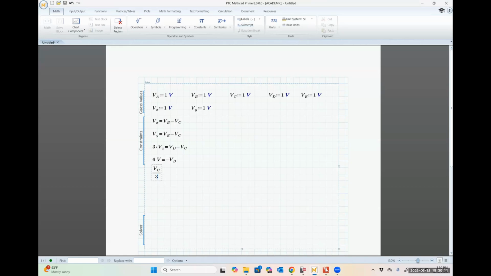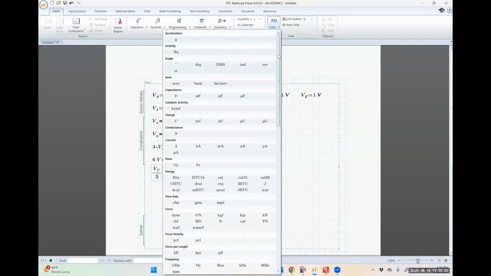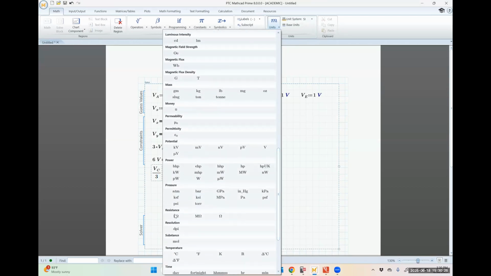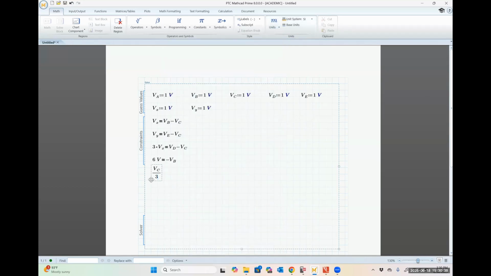There's a couple of different ways that you can get the ohm symbol. The first way, and I hate it, is to go into this units thing right here and scroll down to resistance. Here we can see that it has kiloohms, megaohms, and ohms. So that's one way to do it. I am far too lazy to do that every time I want to put an ohm symbol in. So instead, I'm going to do Shift W so that I have uppercase W, and then I'm going to press Control G. That converts that uppercase W into its Greek equivalent, which is capital Omega.